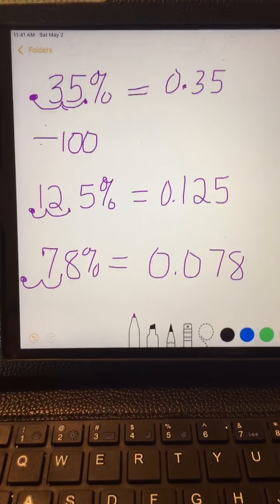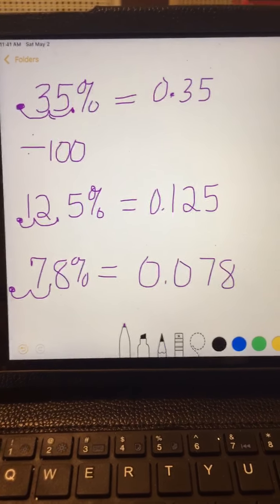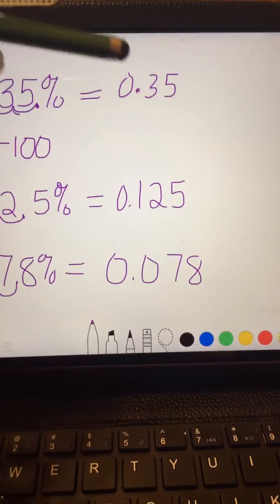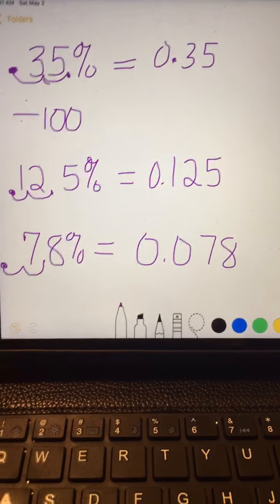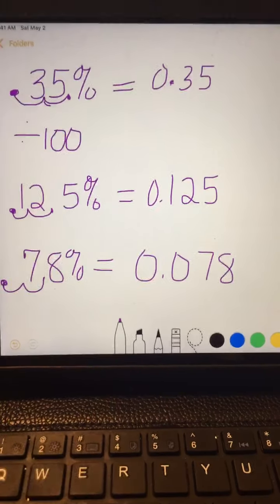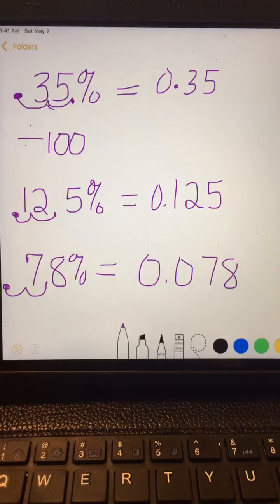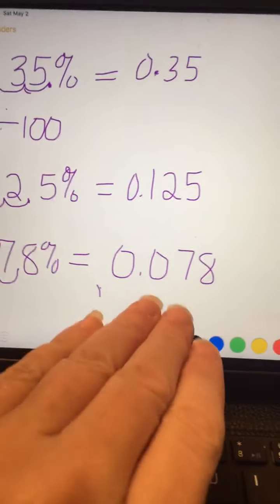All right. So when we are going from a percent to a decimal, we divide and move the decimal point 2 places to the left. All right, let's move up to the next page.